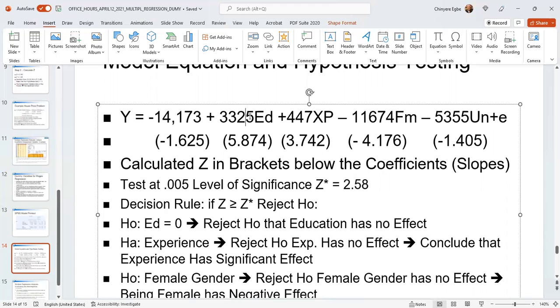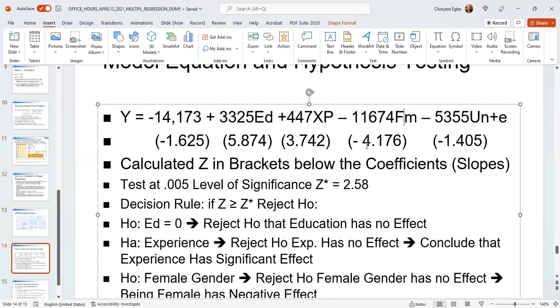But what the model says here is that, of course, if you have no education, your income is going to be practically zero. But for each additional year of education, your income will increase by 3,300. And for each year of experience, your income will increase by 447. But being female is a disadvantage. You can see that being female penalizes the individual by a salary reduction of about $11,000.